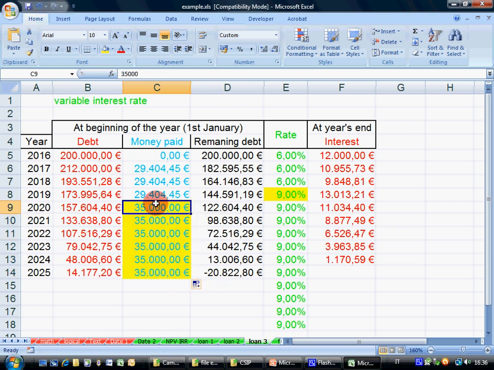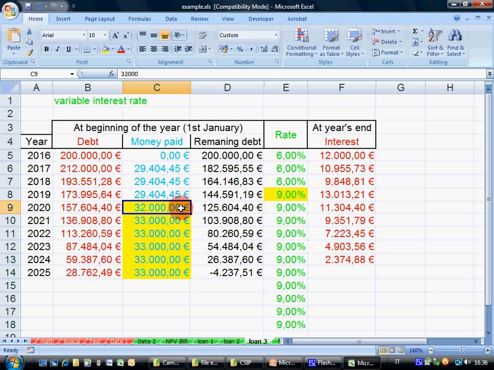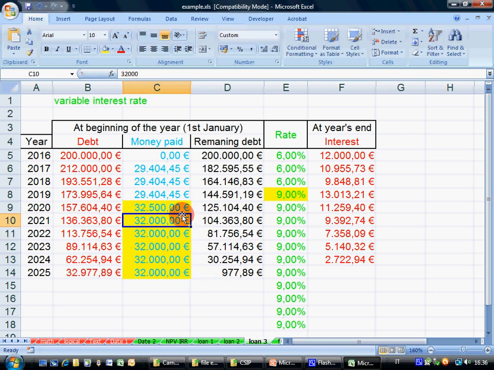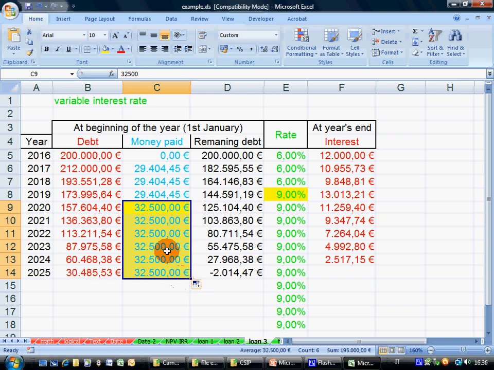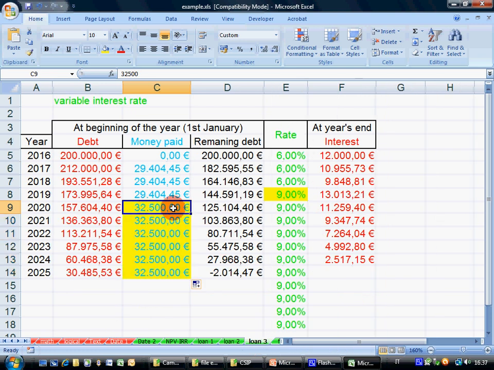not too much, 33,000, too much, 32,000, okay, too little, 32,500. Okay, so you can try by trial and error, but now you have understood that you can also use the PMT function. Exactly in the same way we have used it here to calculate this 29,404, we can use the PMT function here to calculate what you should pay here.